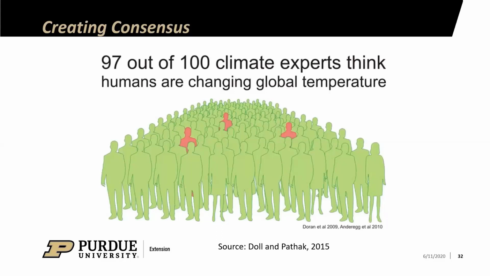And if we look at the experts, if we look at climate experts, this was back in 2010, you had 97 out of 100 that thought humans were changing global temperature. And that number remains to be 97. One recent study ended up with 100, but generally speaking, getting 100 people in a room to agree on something, doesn't matter what it is, is virtually impossible. So 97 out of 100 is a pretty good consensus.